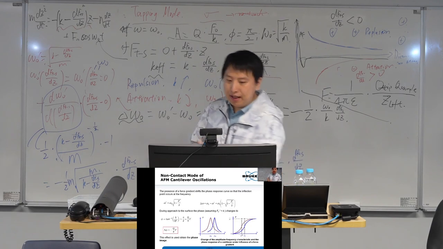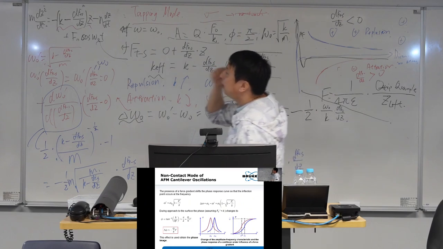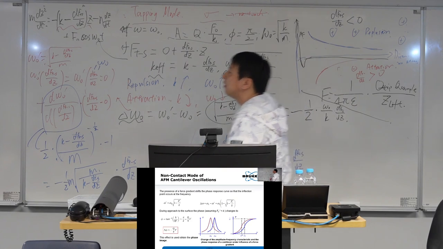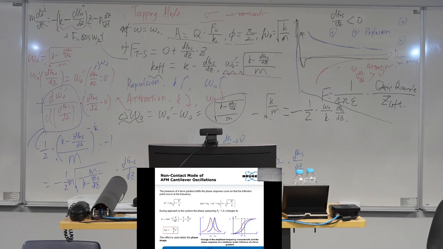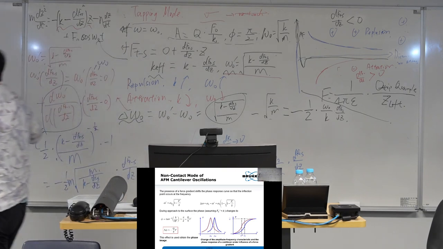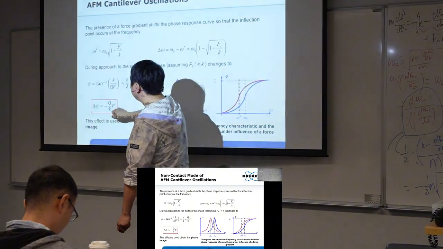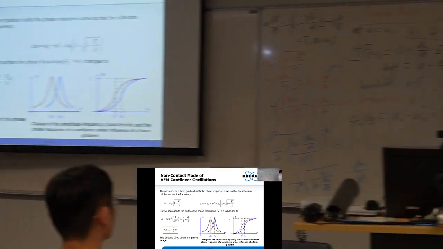Okay, and we also have the phase things. So in the phase setup, we can also tell there will be a phase change, and this phase change we can just follow the same way to do this Taylor equation. We can get it back. We can get this phase shift is also proportional to the force gradient. Okay.